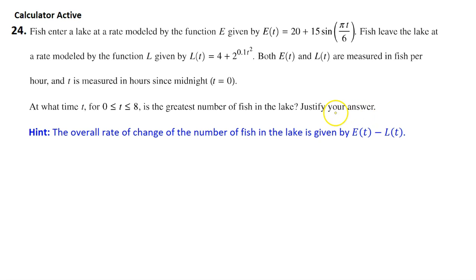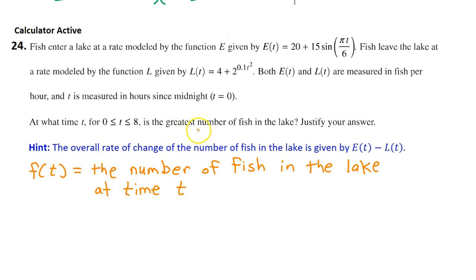Justify your answer. Notice that we are asked to maximize the number of fish in the lake. However, nowhere in the problem did they name a function that represents the number of fish in the lake. You don't actually need a named function for the number of fish in the lake, but I'm going to temporarily make one up because that's what you're comfortable with. At the end, I'll go back and show you how to write the answer without making up a new function. But for now, let's let f of t represent the number of fish in the lake at time t.